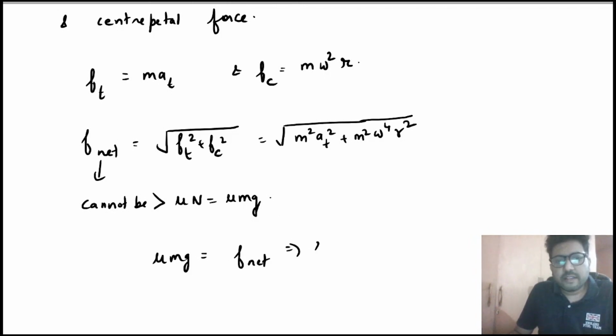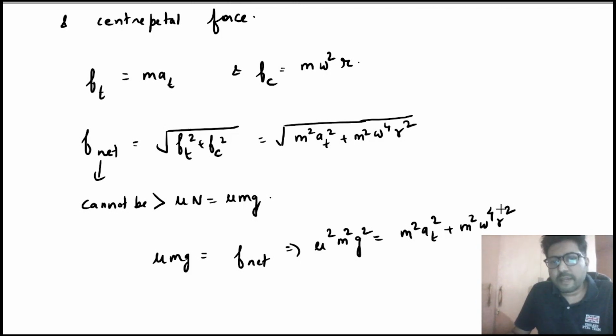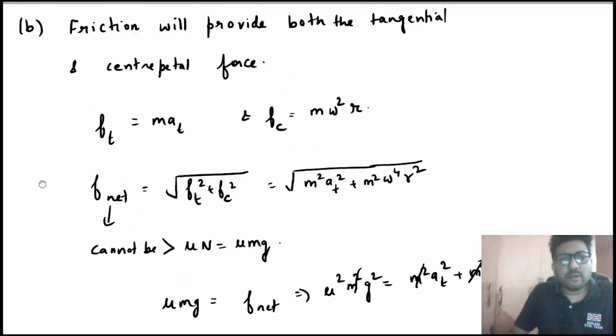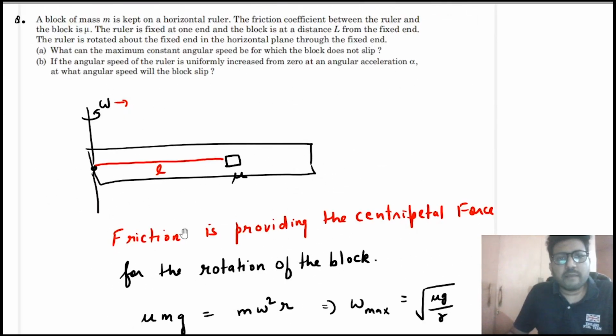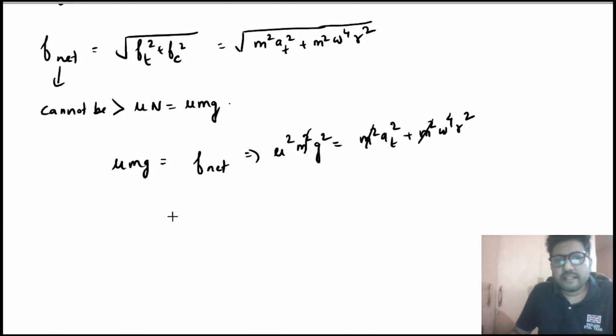That is, if you square both sides, you will get mu square m square g square is equal to m square At square plus m square omega 4 r square. So from this, m square will get cancelled out and you are asked maximum angular speed. So you will say that mu square g square minus At square.